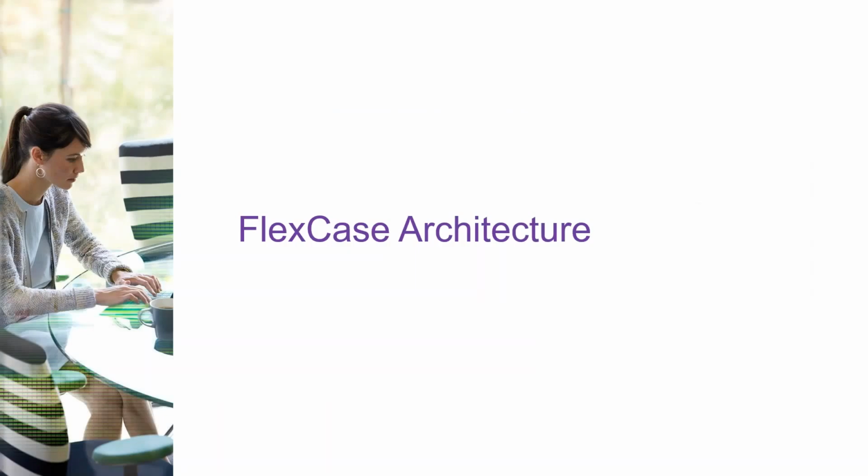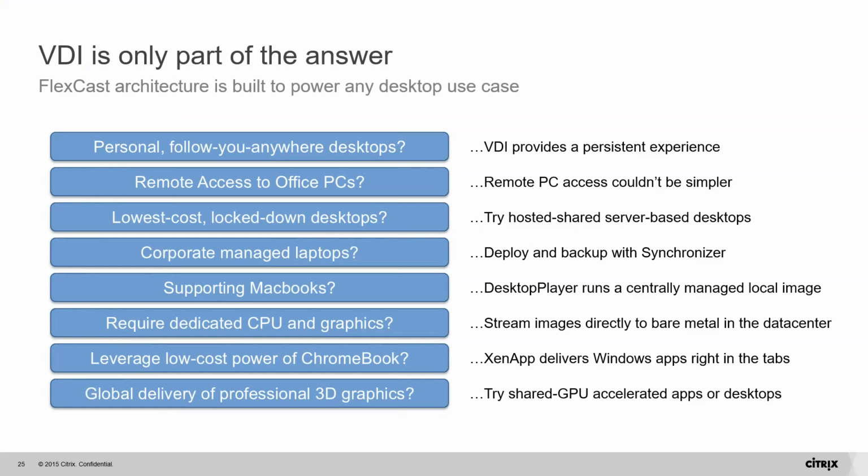So with that, the next section we'll move into is our FlexCast architecture. The FlexCast architecture is going to be really highlighting the ability to launch different technologies in the environment, whether it's a VDI or a full-fledged Windows server on the back end. So we'll talk a little bit about what FlexCast is and how it really works in your environment.